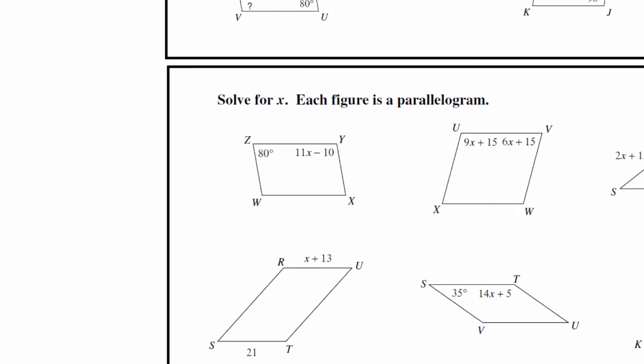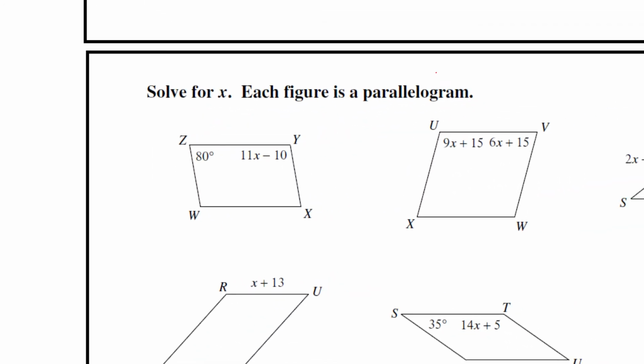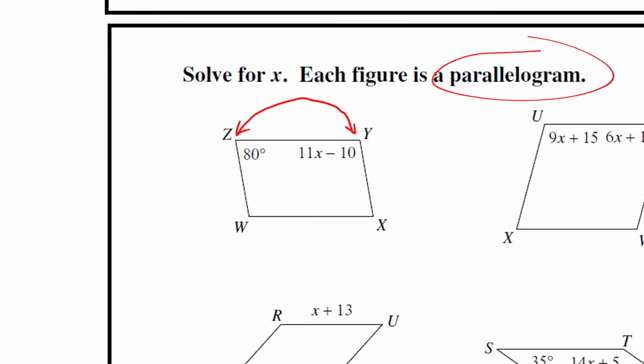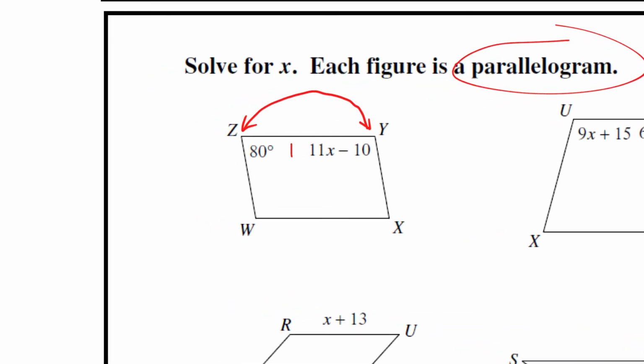Okay, dropping down to the bottom of that page. All right, so this is a parallelogram. So what's going to be true of these two angles right here? They're supplementary also, right? So on this, you're going to do 80 plus 11x minus 10 equals 180, and then you're just going to solve for x like that. They're supplementary, so you're going to do that angle plus that angle equals 180, and then you'll solve for x.